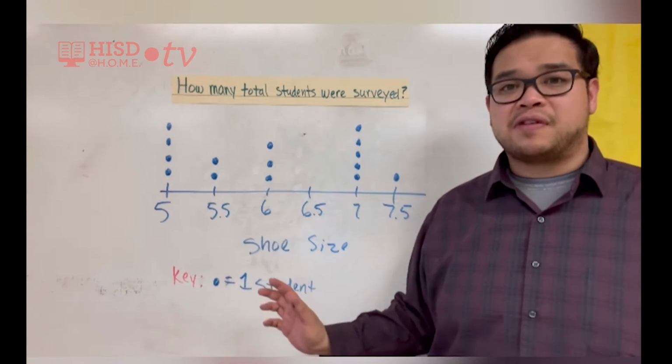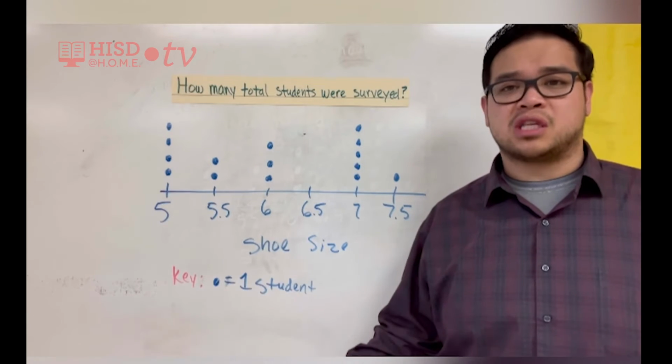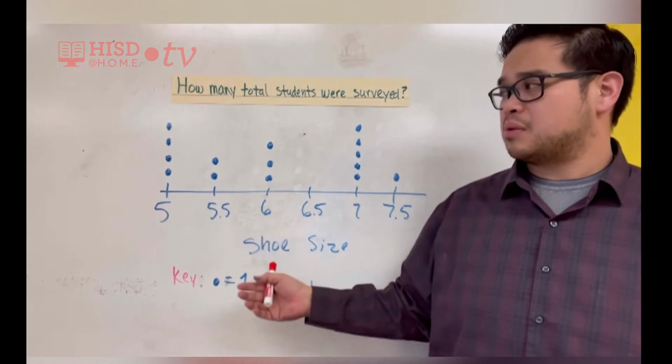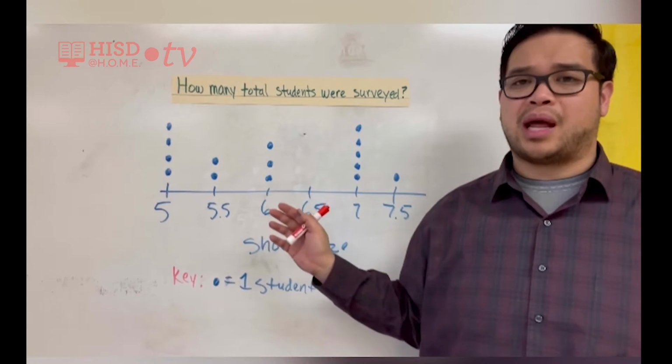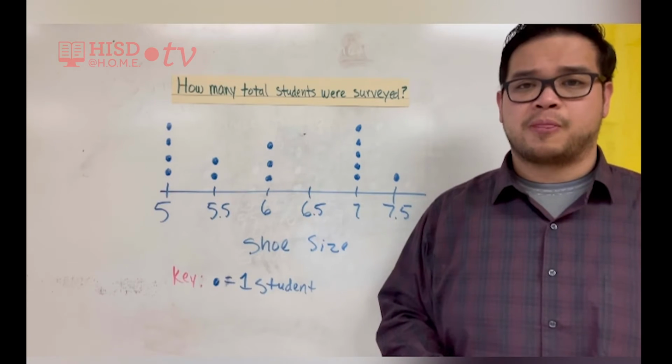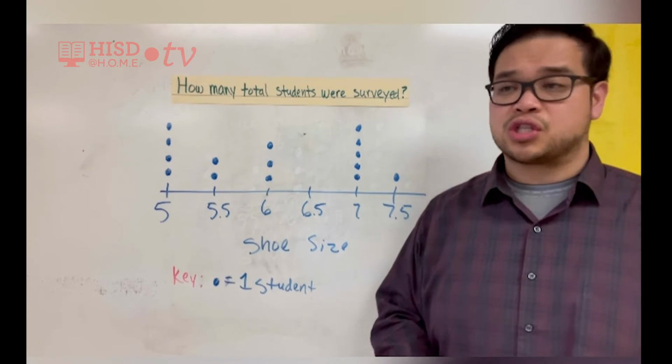If I didn't have 15, that means I have to go back to my frequency table to see what may be the misunderstanding from my frequency table to dot plot. I may have messed up somewhere if this didn't match the number of students there. Let's go ahead and move on to our next question.